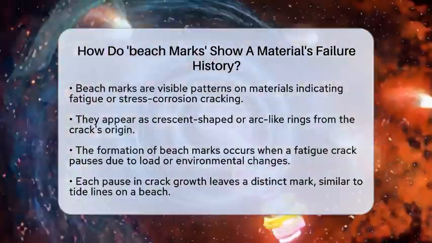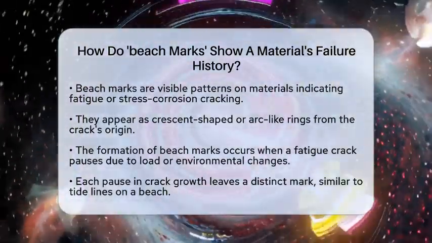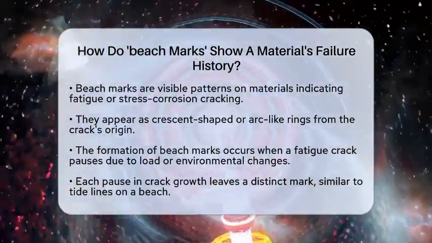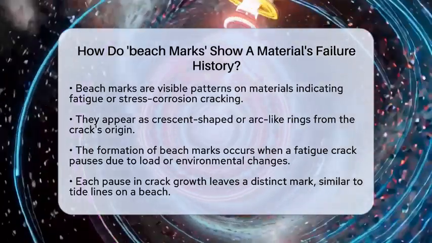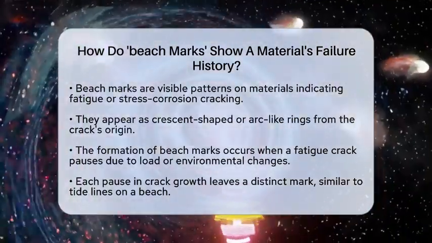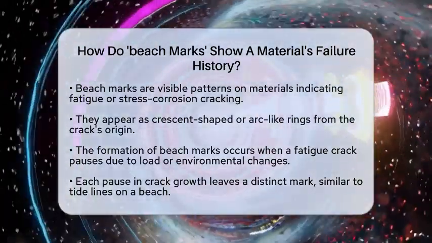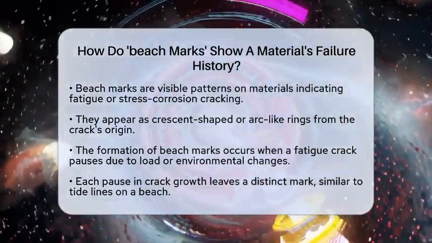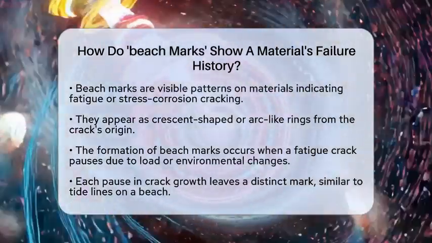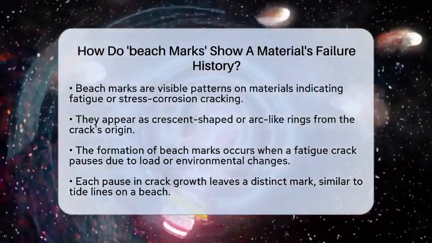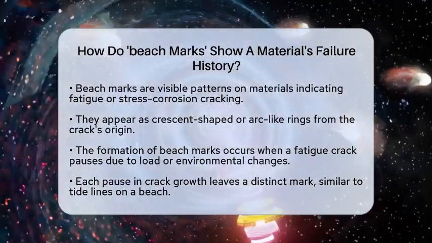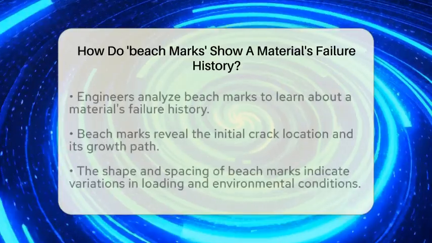They look like crescent-shaped or arc-like rings that spread out from the point where the crack first started. Beach marks form because the growth of a fatigue crack is not always a smooth process. Sometimes, the crack pauses due to changes in load or environmental conditions. Each time the crack stops and then starts again, it leaves behind a distinct mark. This is similar to how the tide leaves lines on a beach, which is why we call them beach marks.